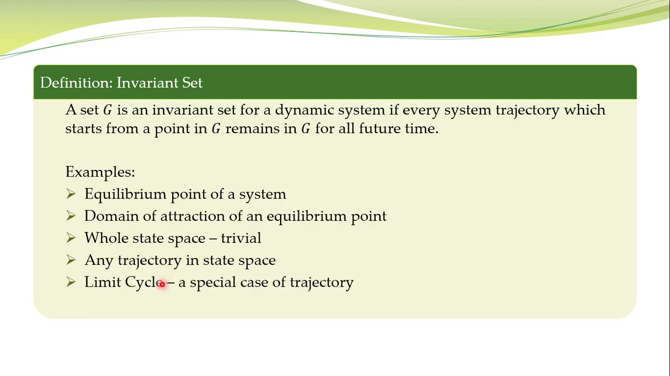Limit cycle. A limit cycle is also basically some trajectory, a special case of a trajectory, and that limit cycle is also an invariant set. If trajectories start from any point in this limit cycle, then that trajectory stays on that limit cycle, within that set. So that is an invariant set. So this concept is clear.